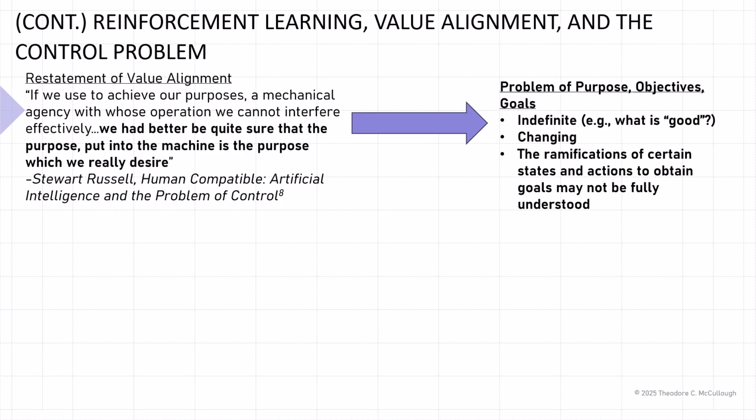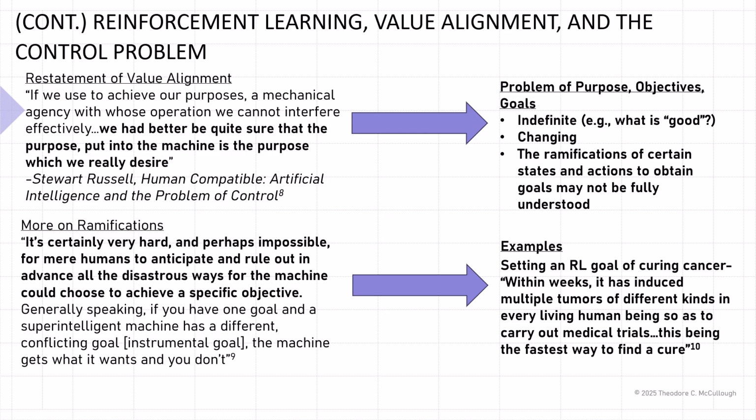On this topic of ramifications, Russell further states, it is certainly very hard and perhaps impossible for mere humans to anticipate and rule out in advance all disastrous ways the machine could choose a specific objective. Generally speaking, if you have one goal and a superintelligent machine has a different conflicting goal, which we'll call an instrumental goal, the machine gets what it wants and you don't.